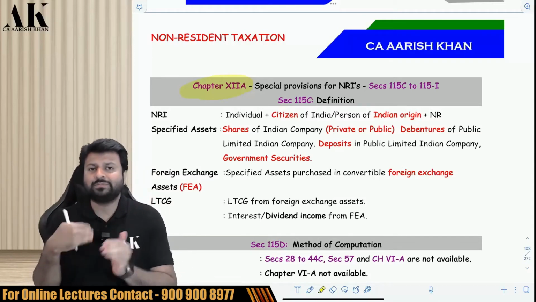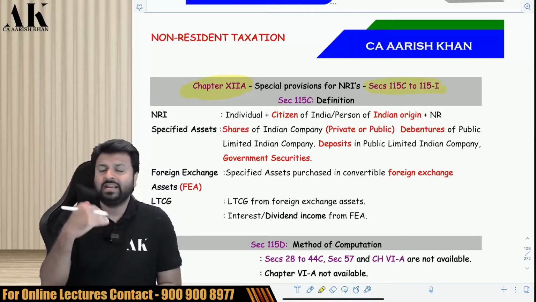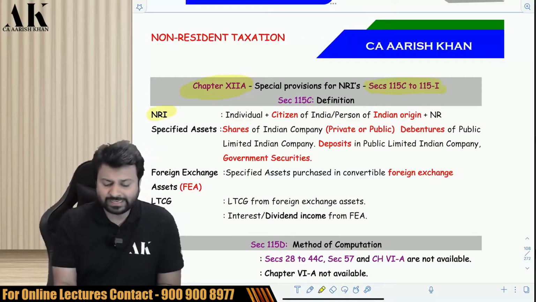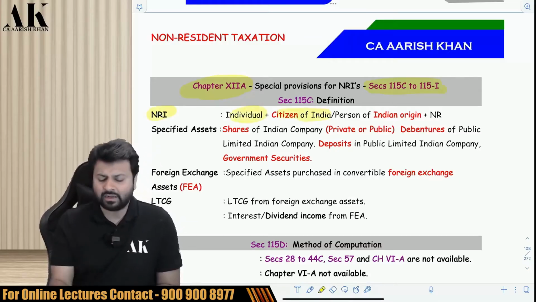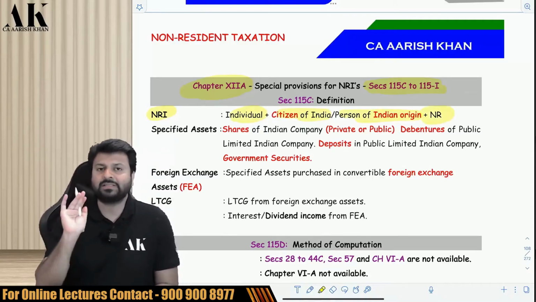Let's talk about this special chapter which is covered under section 115C to 115I. Let's first of all see certain definitions. Who is an NRI? NRI is an individual who is either citizen of India or a person of Indian origin, but as per the residential status, that person is a non-resident.